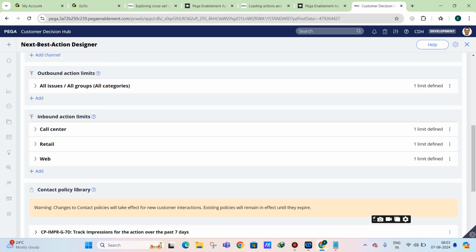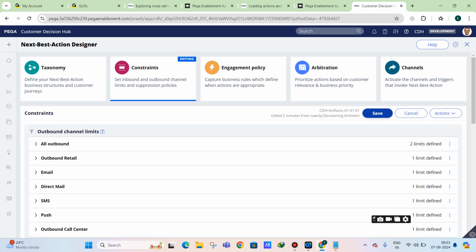So this is a very important feature, and you will get a few questions in certification also. At least 2 to 3 questions will come in certification on the suppression rules.